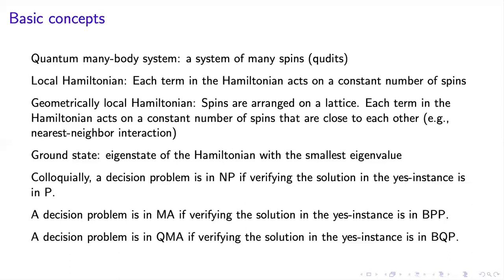And if we allow the verification process to be in BPP, then we get the class called MA. So MA is a probabilistic generalization of NP. And if the verification process is in BQP, that is, we allow a quantum computer to verify, then we get a complexity class called QMA. So QMA is a quantum analog of MA. Note that for NP and MA, the proof must be classical because the verifier is classical. But in QMA, the proof can be a quantum state because the verifier has a quantum computer.